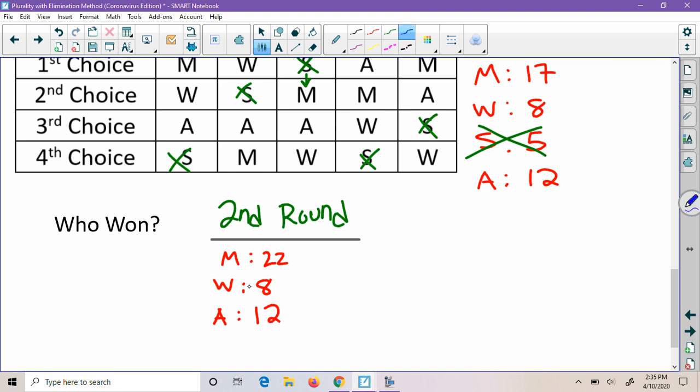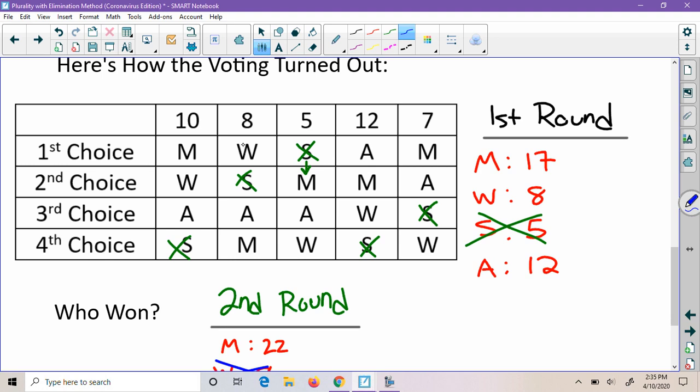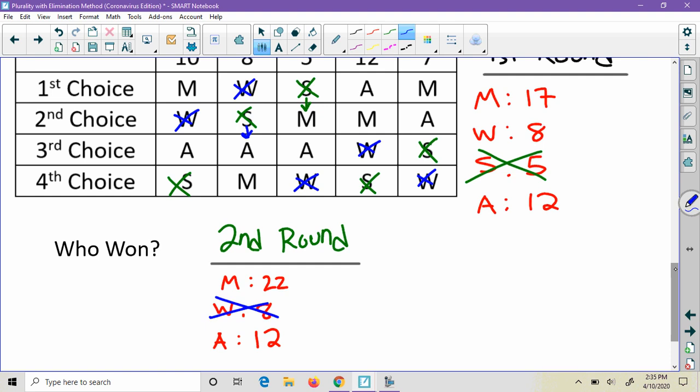Who gets eliminated this round? Well, it's totally Wendy's. So goodbye, Wendy's. So I'm going to go over here to the chart and eliminate Wendy's. So now the question is, who gets these 8 votes here? Wendy's was eliminated, Subway was eliminated, so we just continue down the line. It looks like A&W gets those 8 votes.